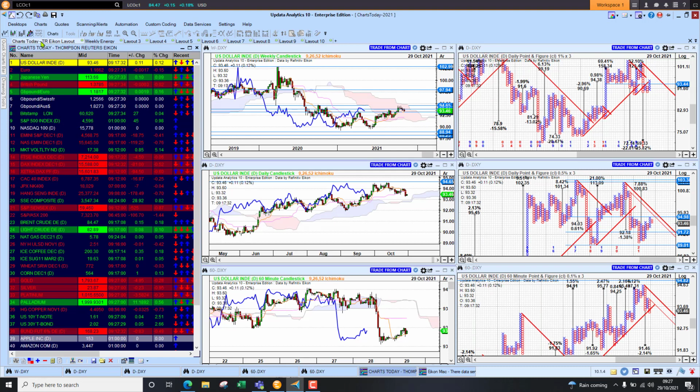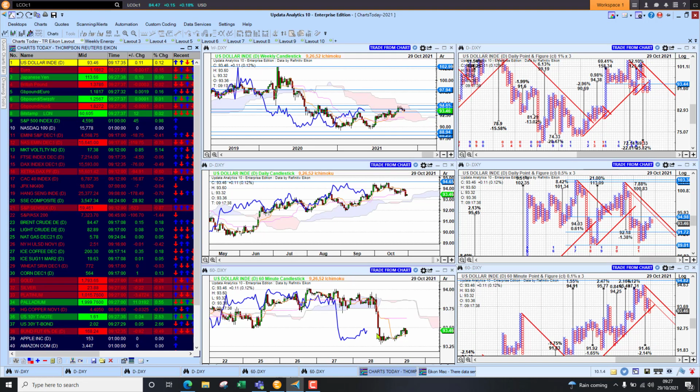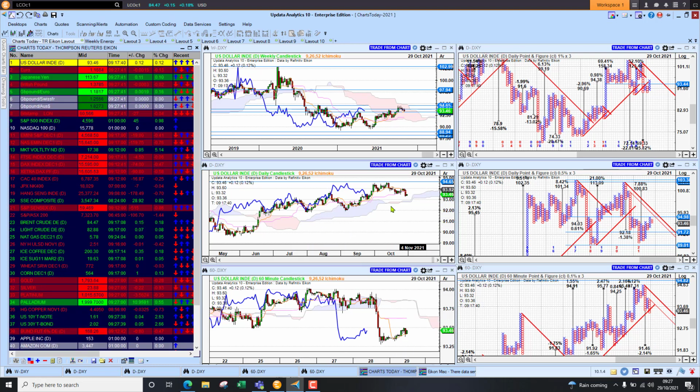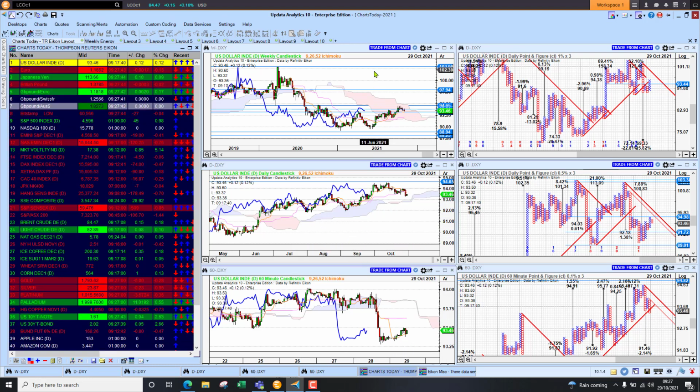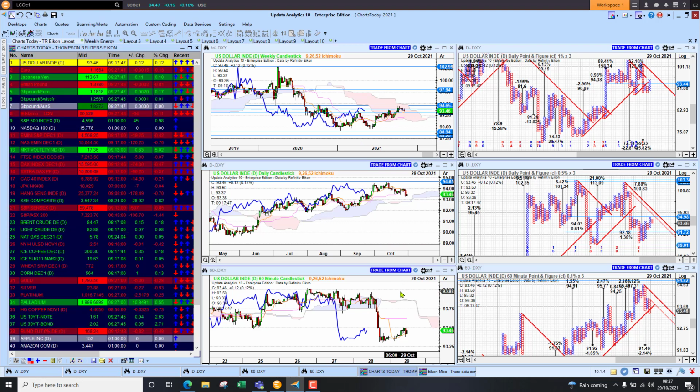So first of all, just looking at the macro, what's going on in the world. The dollar fell quite heavily yesterday, so short term we're back to bearish, but the medium term trend is still very much up. This is my weekly, my daily, and my 60-minute charts, my long term, medium term, and short term view of the market.